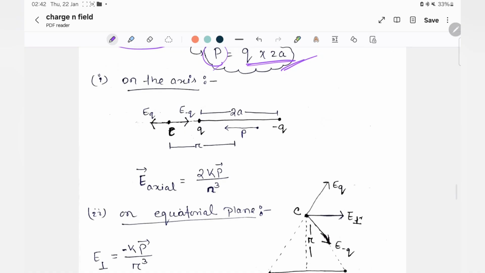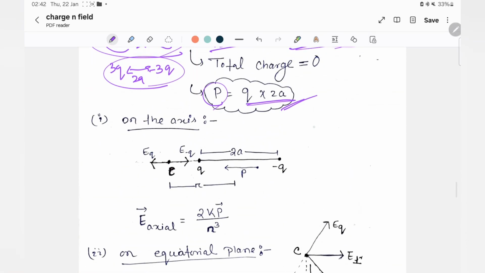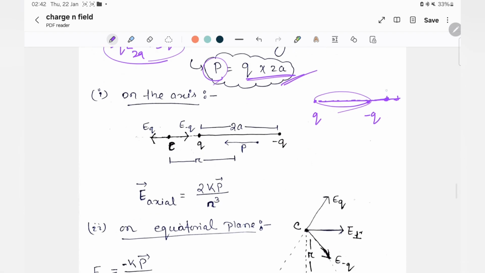Now there are 3 cases. Okay, 3 cases means what? So this is a dipole, this is plus q, this is minus q. What if we place a charge on the axis of the dipole, on the axis of the dipole? What will happen to this dipole? So what is the electric field at this point? What is the electric field at this point?